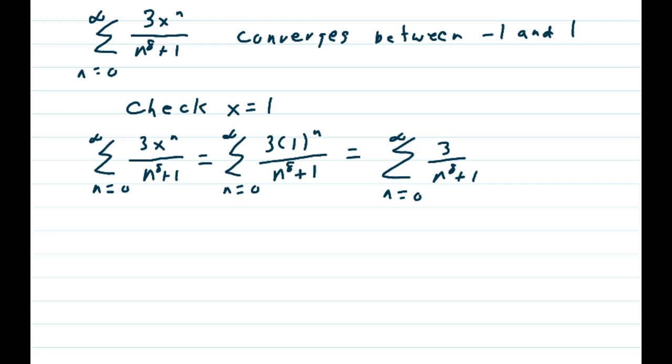So we take that x, we erase it, and we have 3 times 1 to the nth over n to the 8th plus 1, and that equals 3 over n to the 8th plus 1, because 1 to the nth is just 1. And so at this point, we're back to a numerical series, n is equal to 0 to infinity of 3 over n to the 8th plus 1. Now we know that the ratio test fails. So what else can we do?